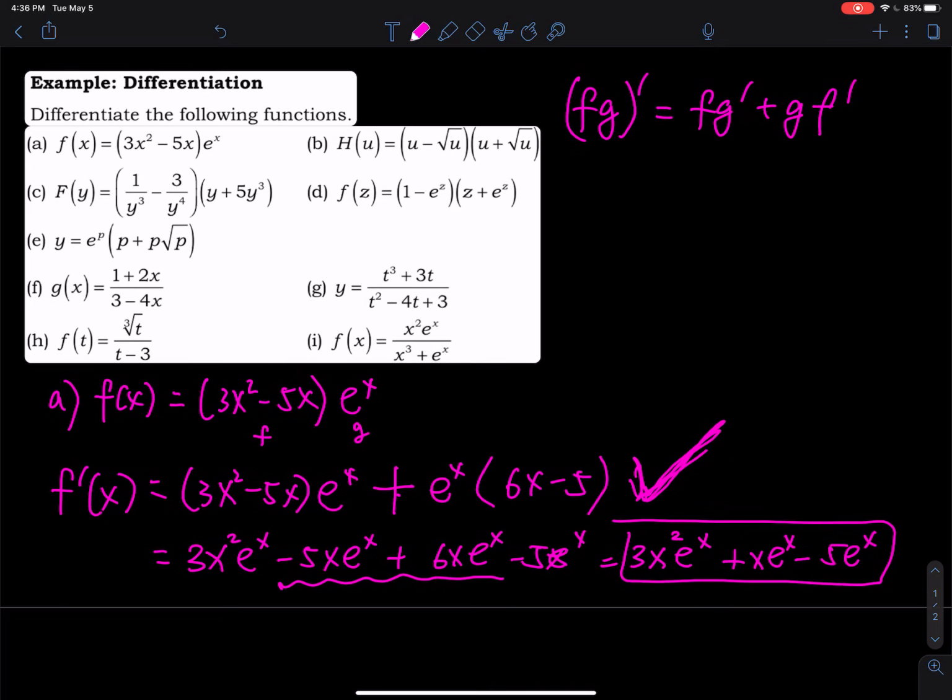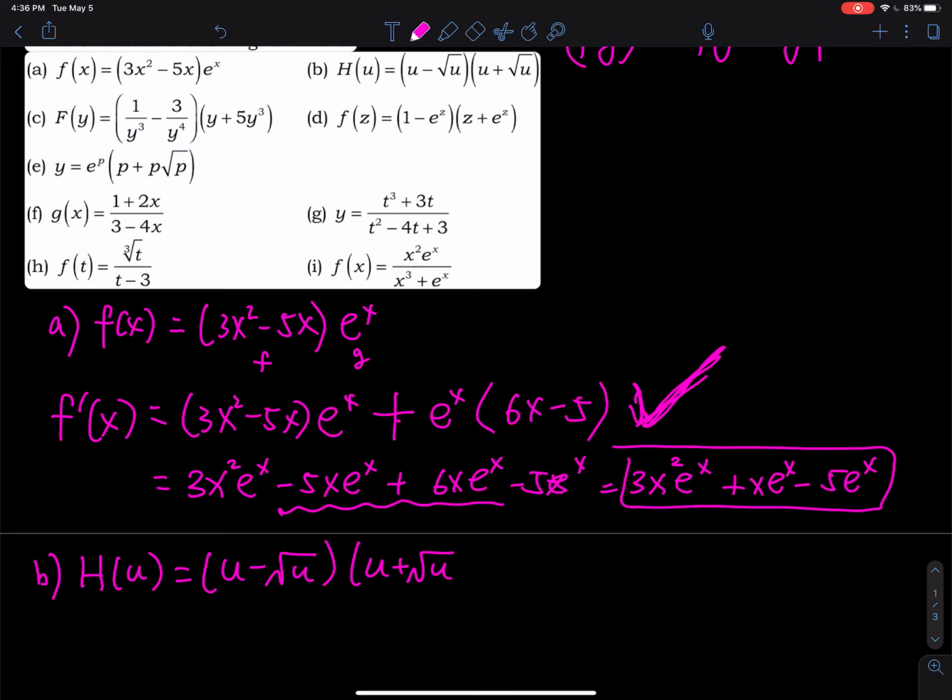All right, the next one. The next one we have b. We have h of u equals u minus the square root of u, times u plus the square root of u.